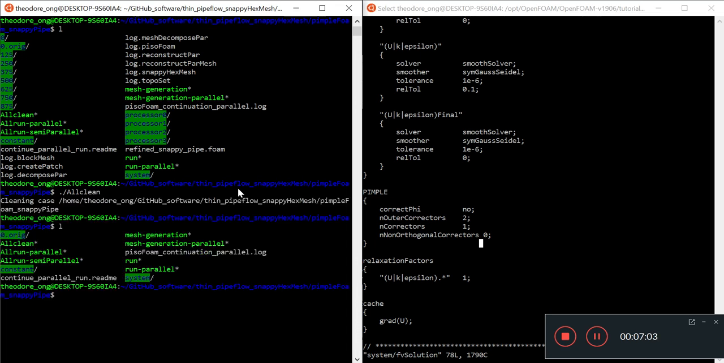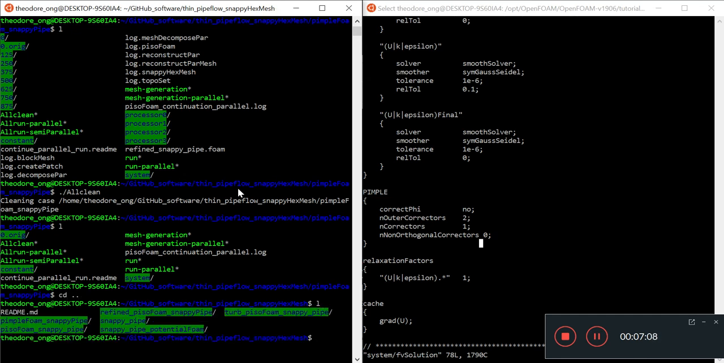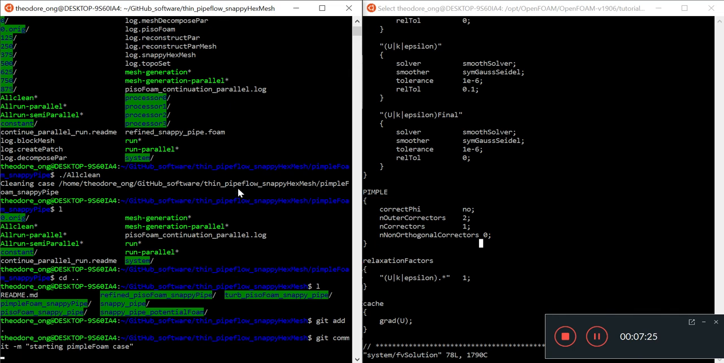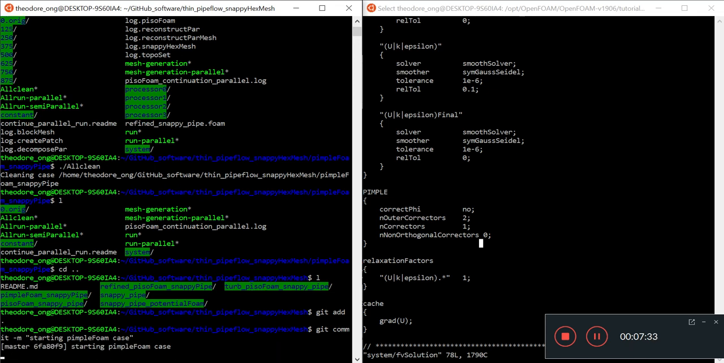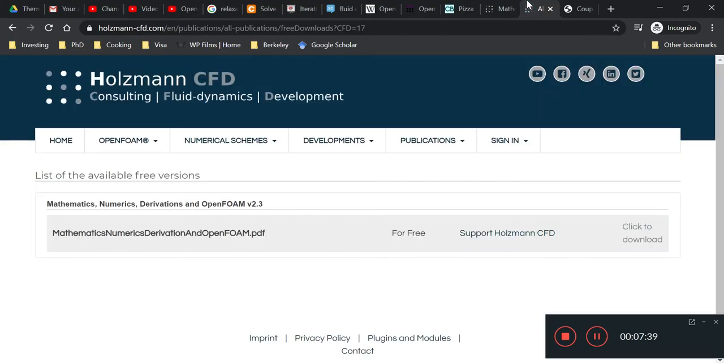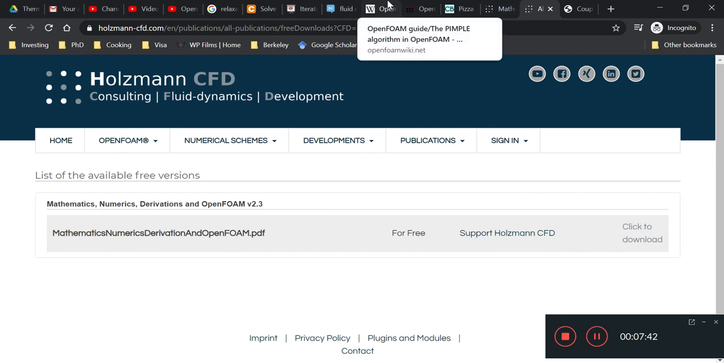So I'll do an all clean, and I'll do a git add and git commit with a message starting pimpleFoam case. Okay, now push it up to GitHub. It's going to take some time to add. So what is the difference between pimpleFoam and pimpleFoam?